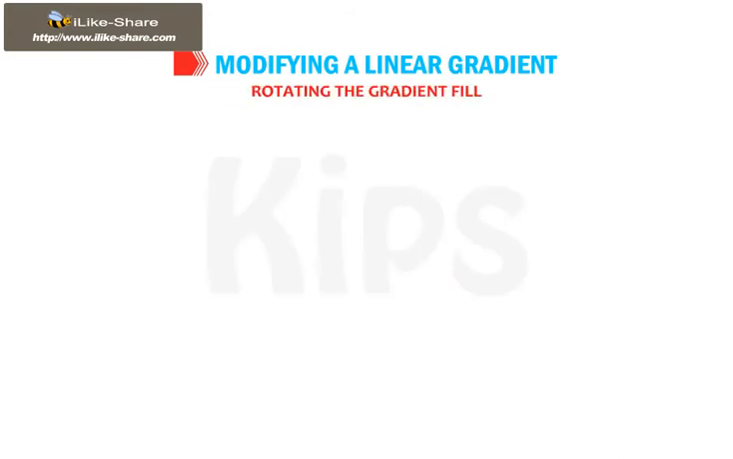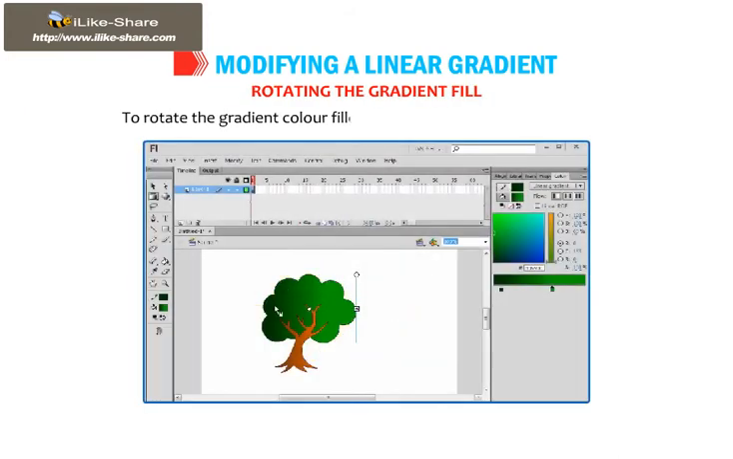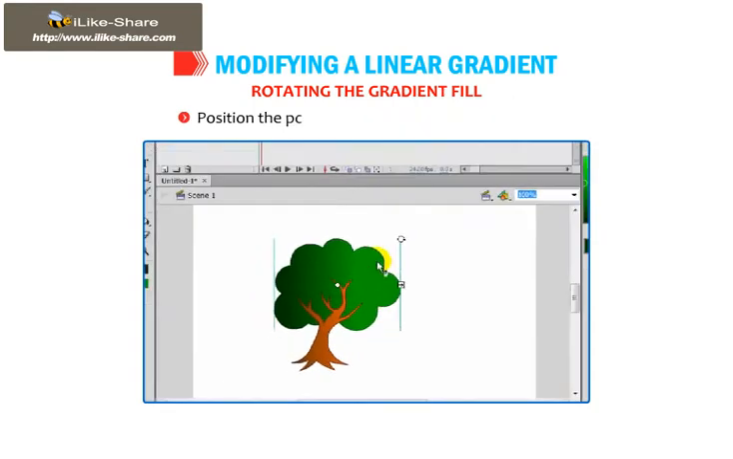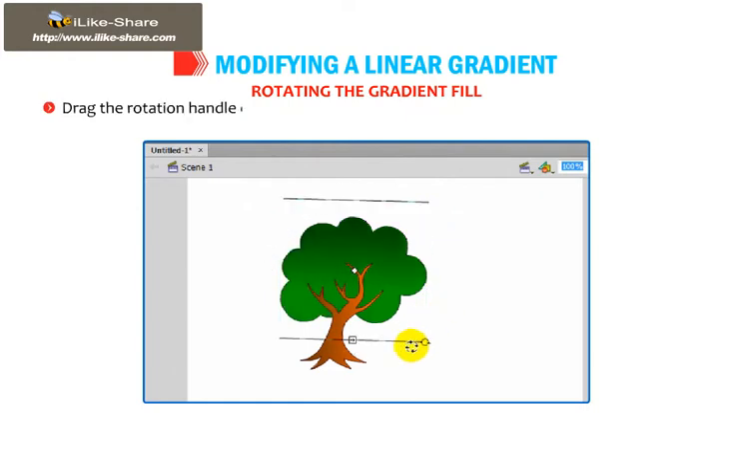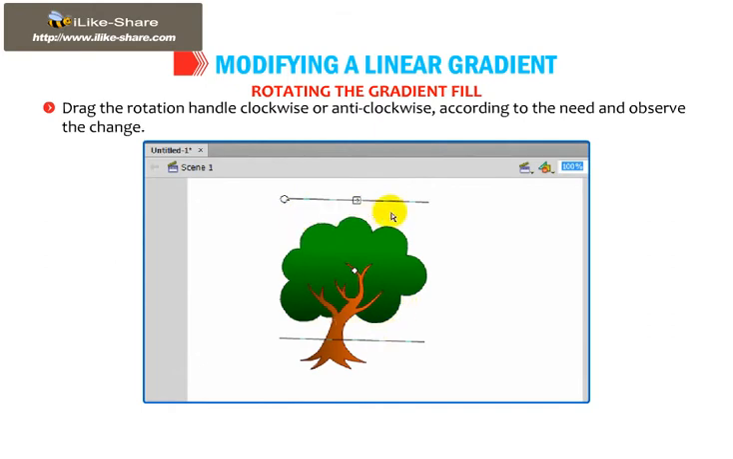Rotating the gradient fill. To rotate the gradient color filled inside the shape, follow these steps. Position the pointer over the rotation handle. The pointer shape changes to a four-headed rotation handle. Drag the rotation handle clockwise or anti-clockwise according to the need and observe the change.